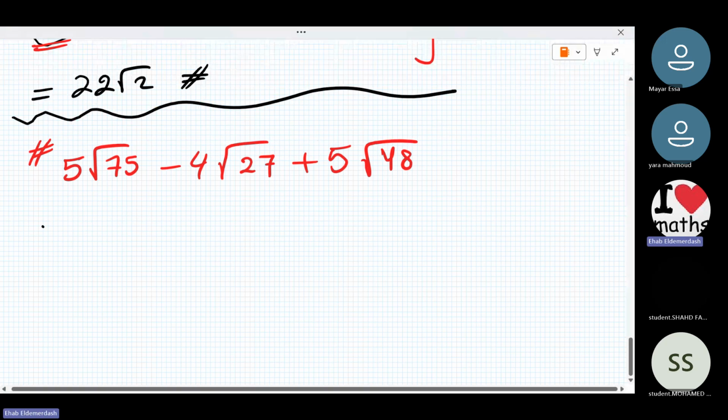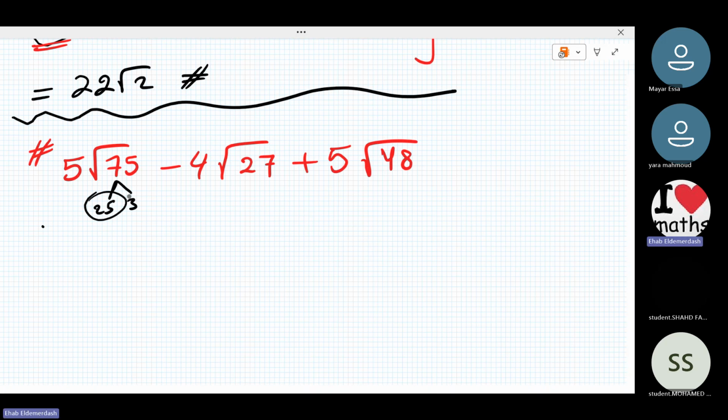In this question, yalla, who can tell me how we will get the answer? In the first part, what's the story? 25 times 3. The 25 will go out as 5. 5 into 5 equals 25. So it's 25 root 3. Next, minus.